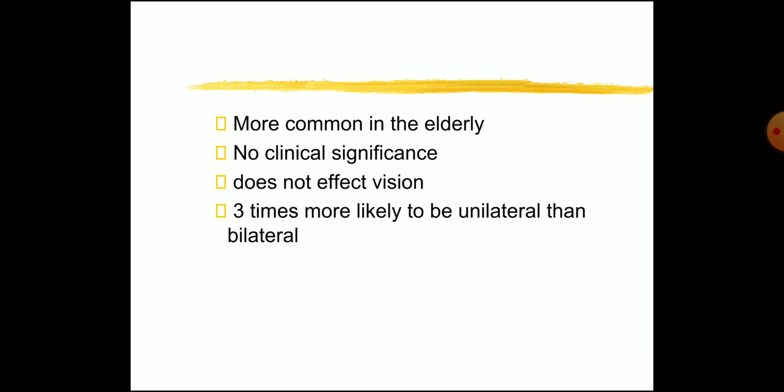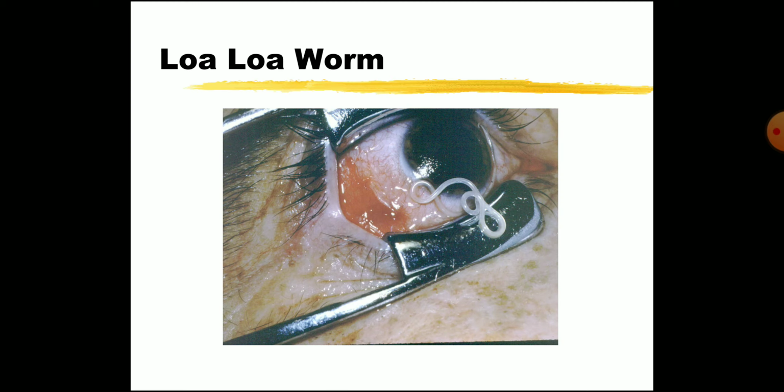It is more common in the elderly. It has no clinical significance, does not affect vision, and is 3 times more likely to be unilateral than bilateral. It is seen only in one eye, not in both, so patients usually complain in only one eye. Another thing you can see here is worm infestation. This is another condition.